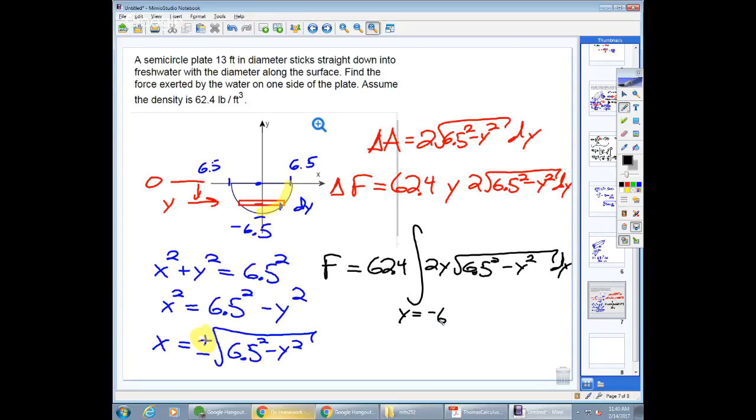I think that'll work. Negative 6.5, almost, to 0. Yeah, because the plate is completely submerged with the top of the plate at the surface of the water. So we're going to integrate that whole thing. To come up with an antiderivative here, we're probably going to need to do a substitution on that. So let's give that a try.